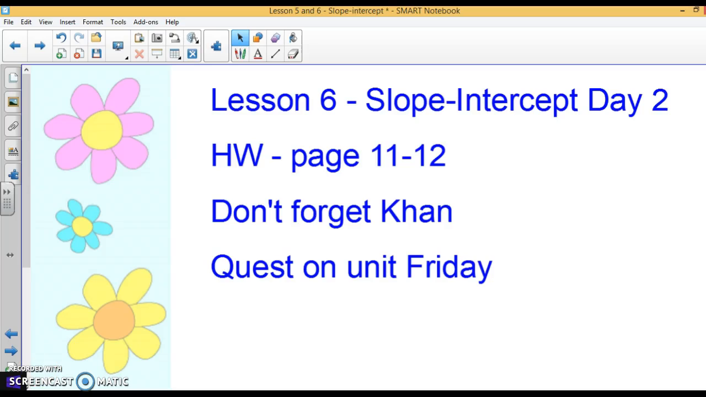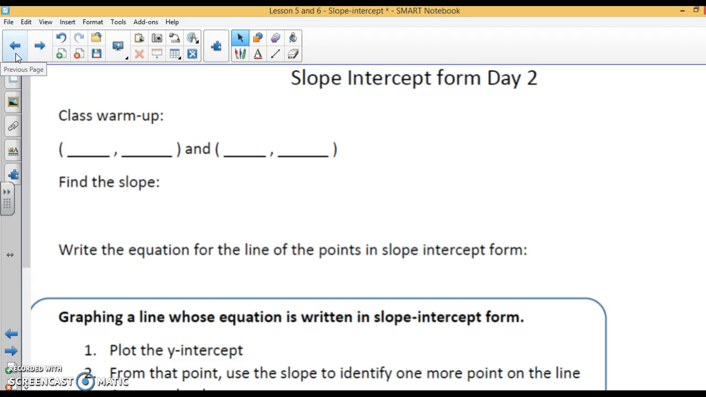This is the linear unit part 1, lesson 6, slope-intercept form, day 2. Homework that goes with this is page 11 and 12.